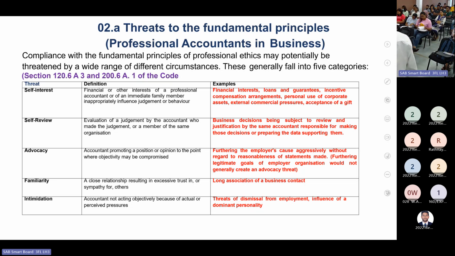The first one is self-interest, right? So what do you mean by self-interest? By doing the thing, we can get a benefit. Yes, very good.